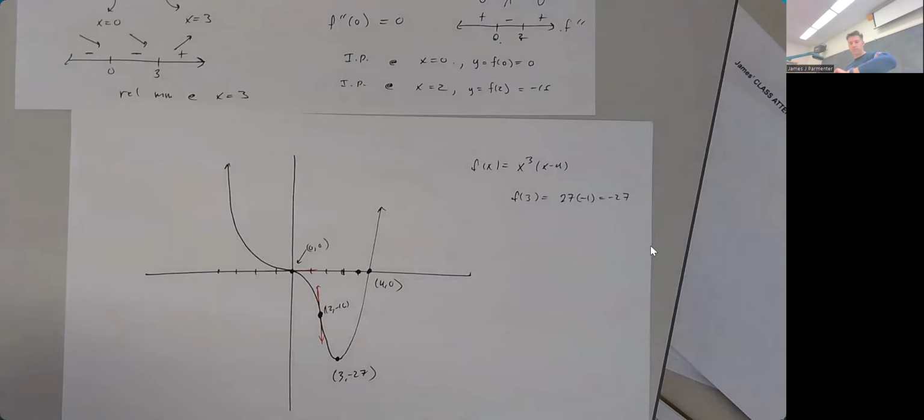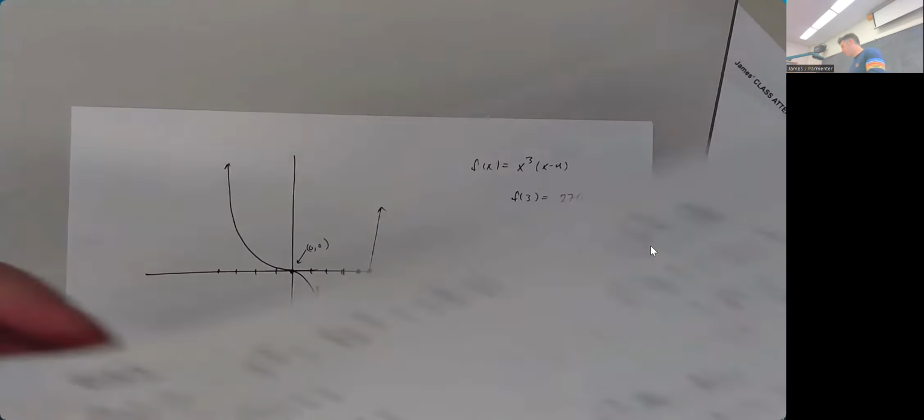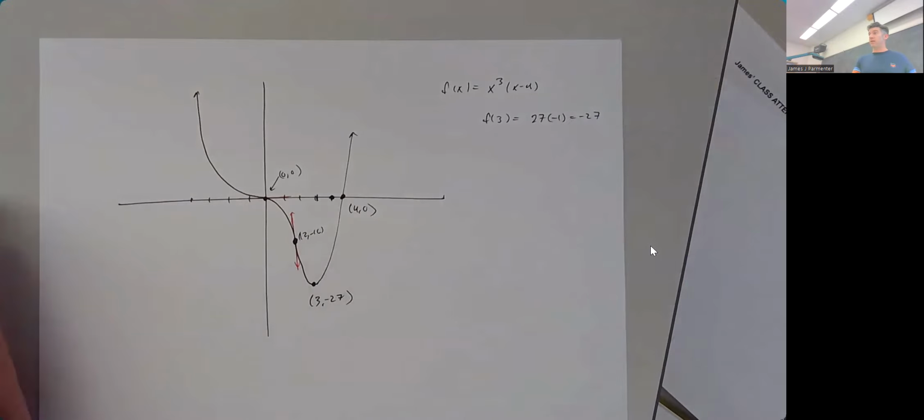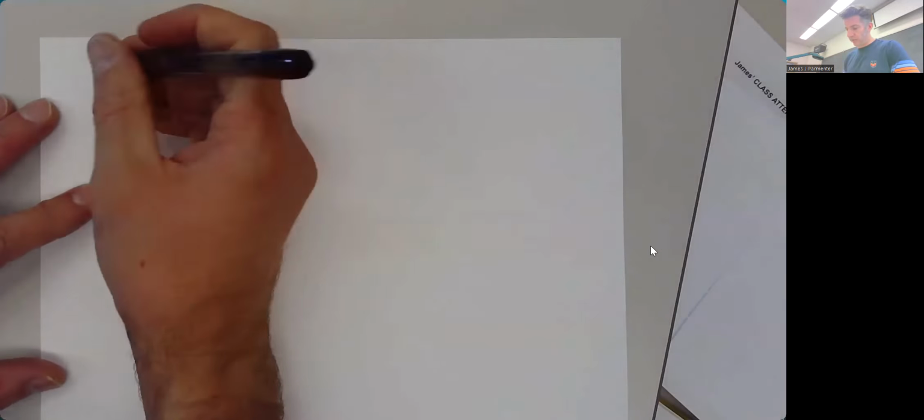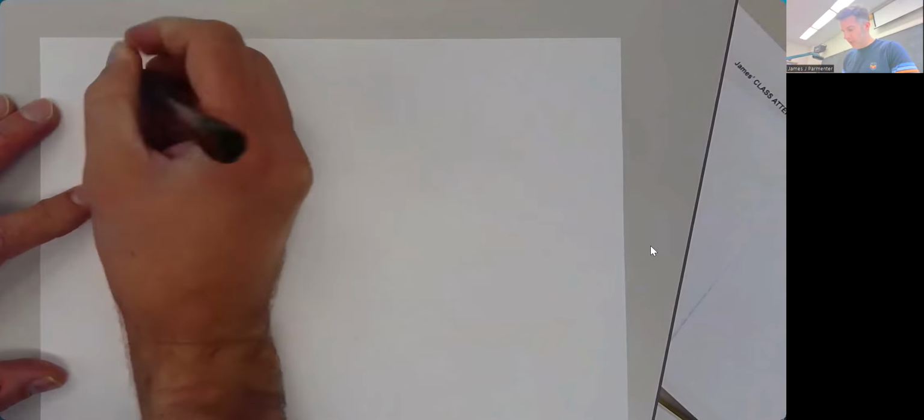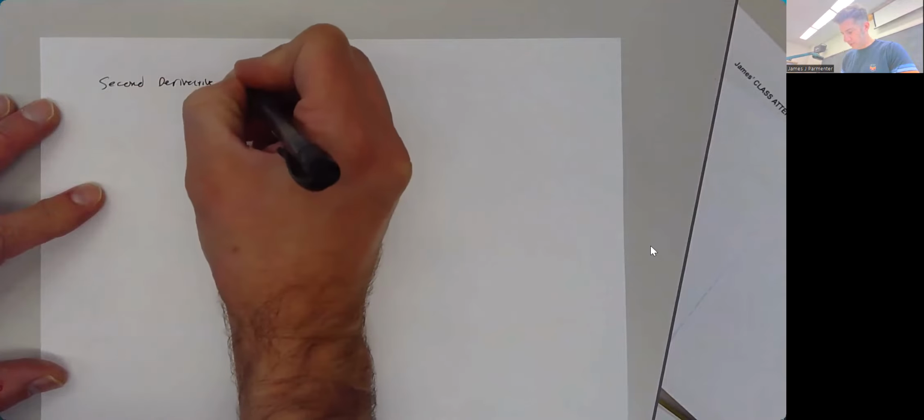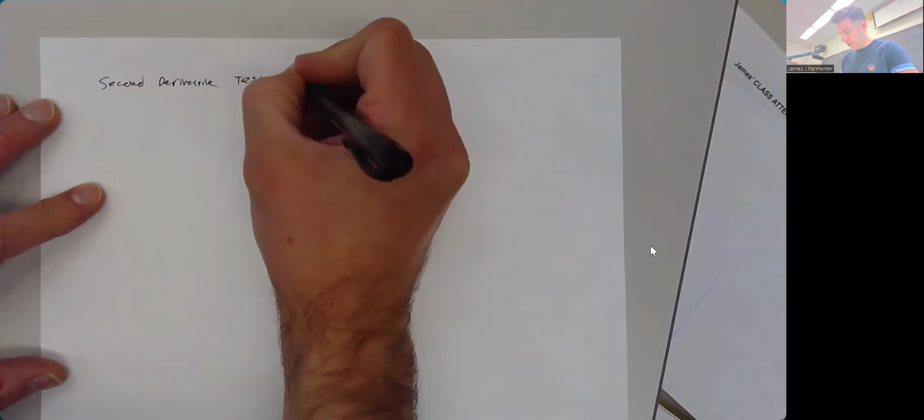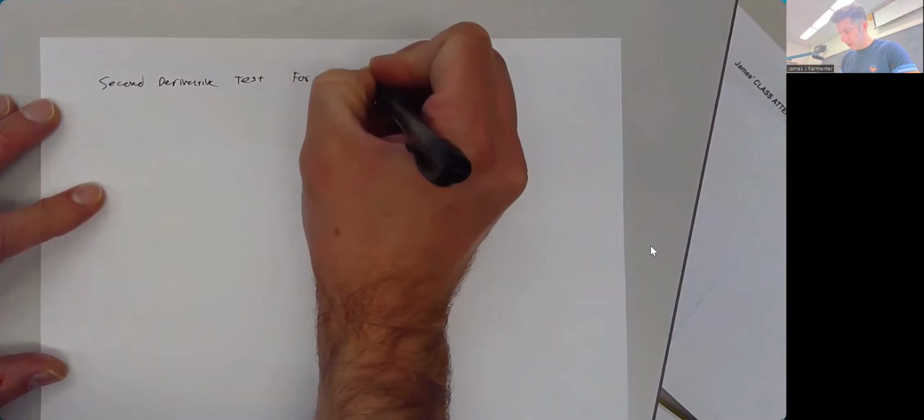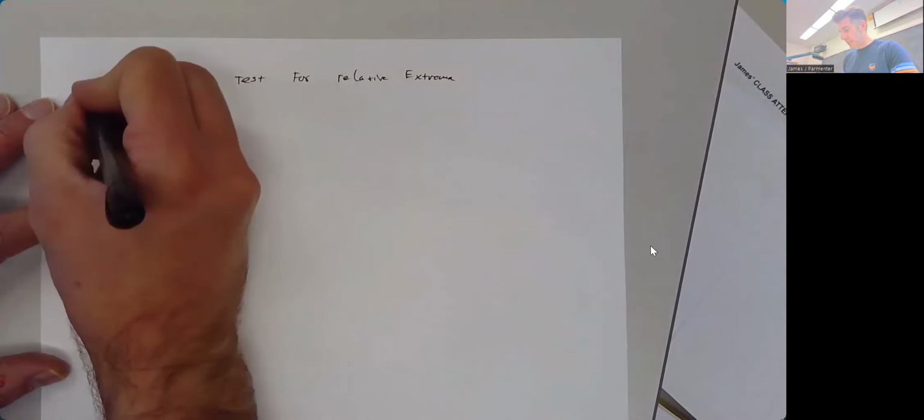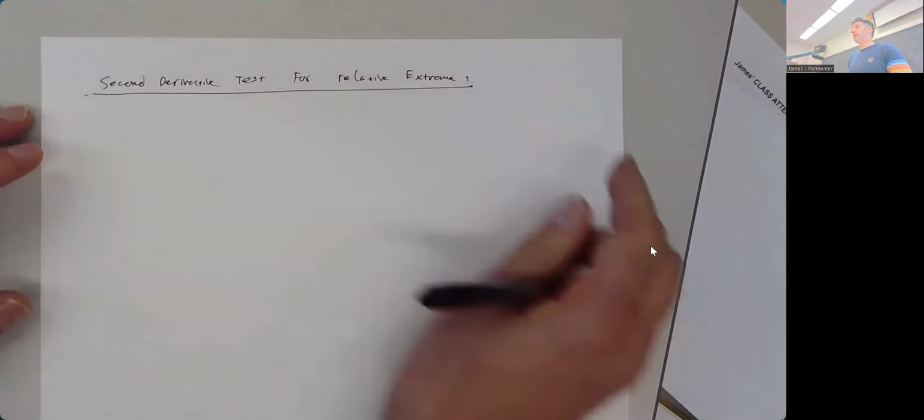We got 5 minutes left. Let's talk for a little bit more, just more about what the second derivative test actually says. So here's what the second derivative test actually says. Second derivative test for relative extrema. The reason we really talk about this is because when you take 16C, this test comes back.